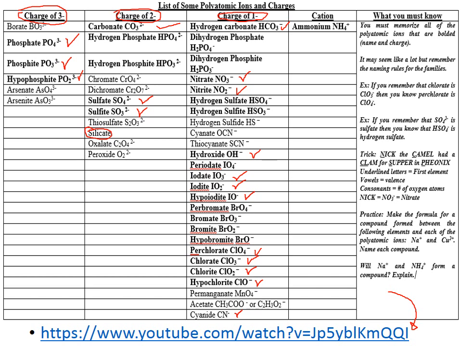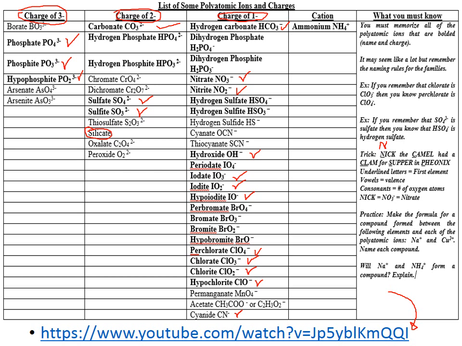One trick is using the saying, "Nick the camel had a clam for supper in Phoenix." And so the trick goes like this. If you look at the word Nick, the underlined letters represent the first element in the polyatomic ion. So for example, if I'm looking at Nick, the first element is going to be N. Then the vowels are going to be my valence, my charge, how many negatives there are basically. So there's one vowel, so it's going to be -1.